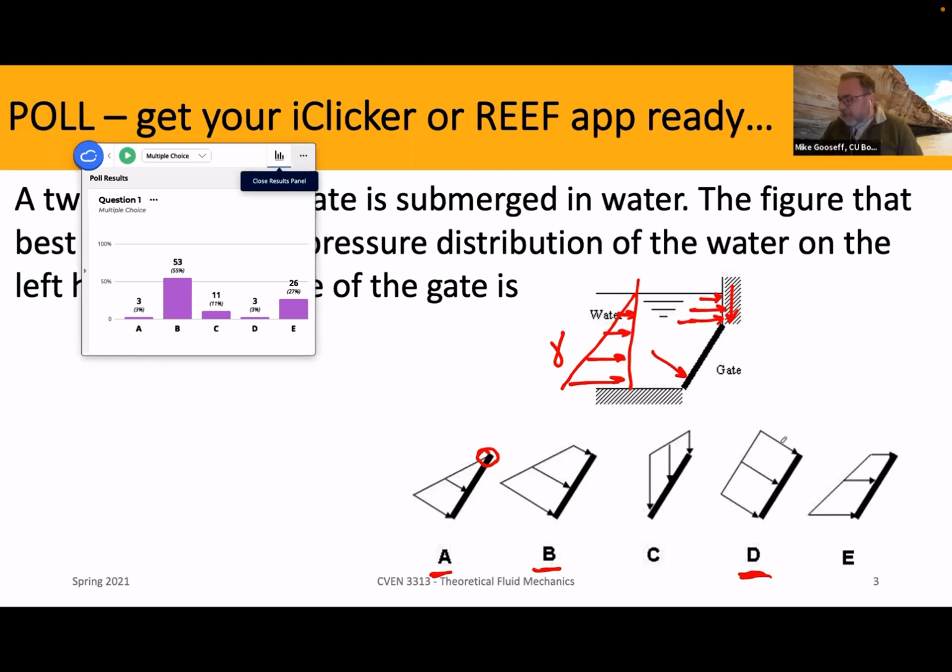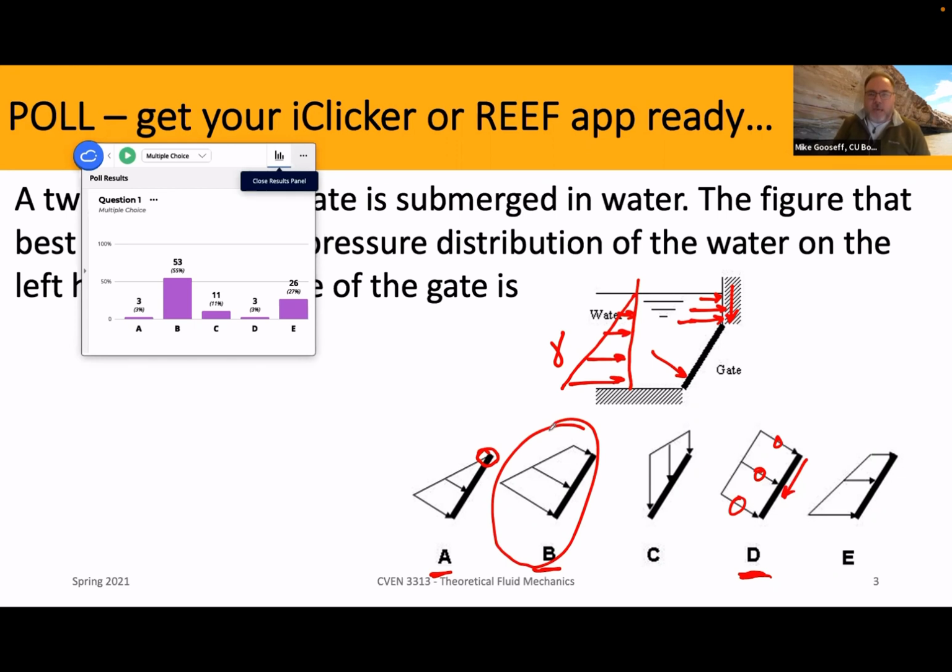In the case of D, it can't be D because all of these are the exact same value, right? They're all the same magnitude, those pressures. And we know that as we go down the gate, we must have increasing pressure. So ultimately, that tells us why it has to be B, okay?